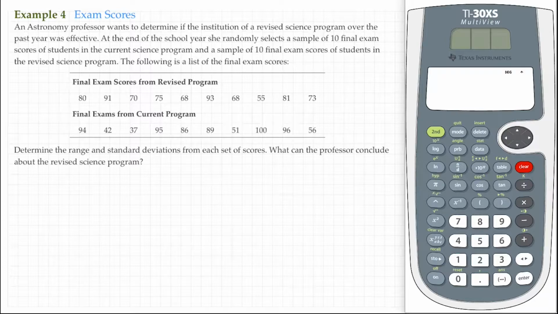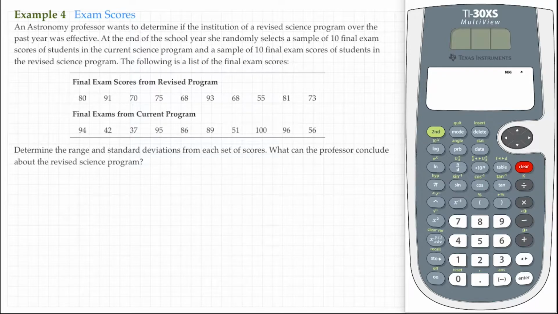It says an astronomy professor wants to determine if the institution of a revised science program over the past year was effective. At the end of the school year, she randomly selects a sample of 10 final exam scores of students in the current science program and a sample of 10 final exam scores of students in the revised science program. The following is a list of the final exam scores, and you can see we have a list here of the 10 scores from the revised program, and we have a list here of the 10 scores from the current program.